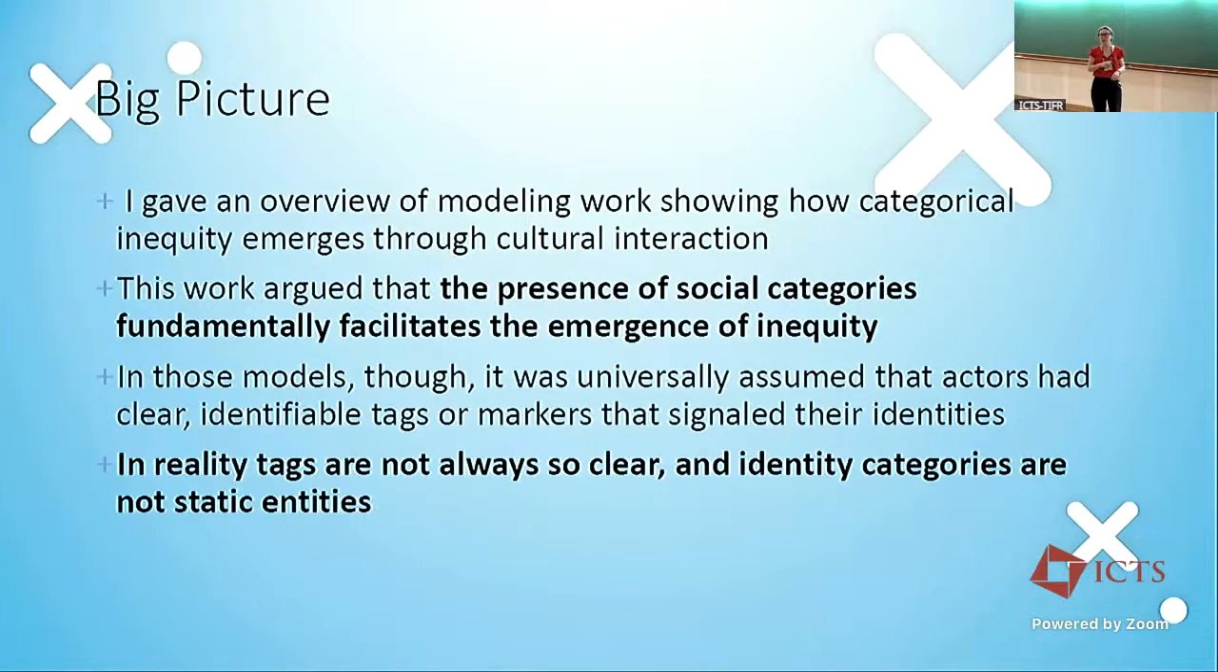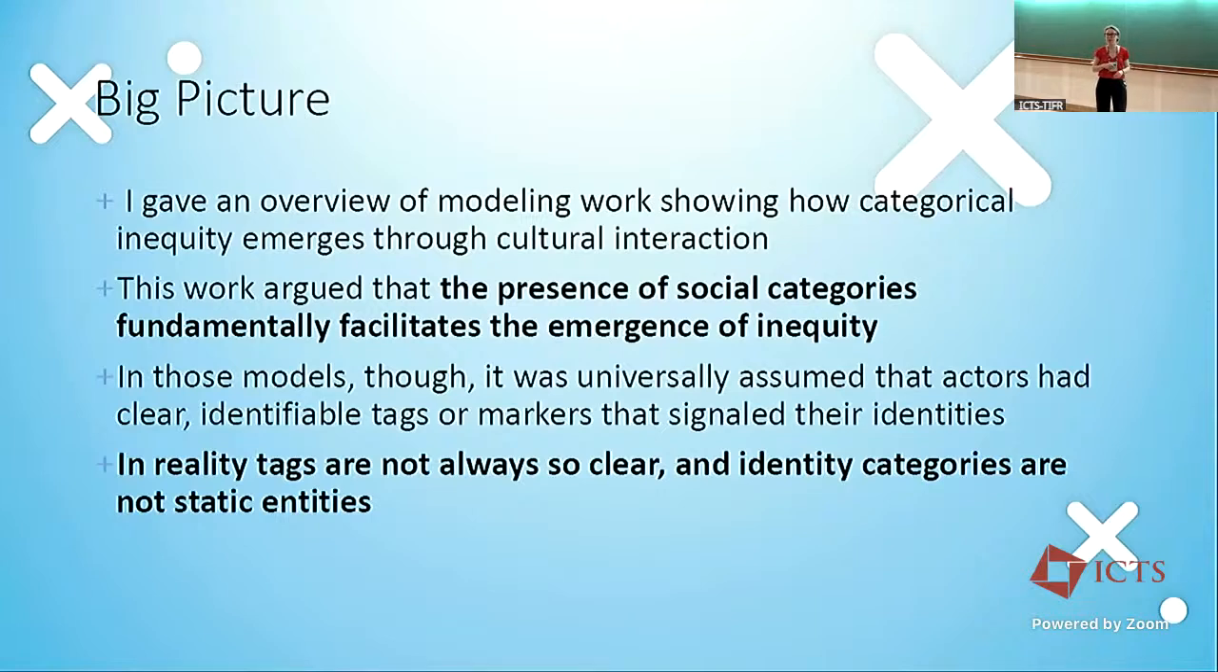Now, in the models I've talked about to this point, it's just been universally assumed that everyone has clear identifiable tags or markers that signal their identity. So when 2 actors interact, they can immediately and easily perceive the tag of the other actor and then use it to condition their strategy towards that actor.